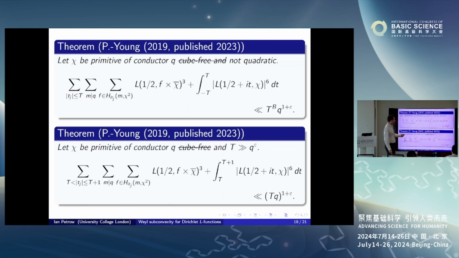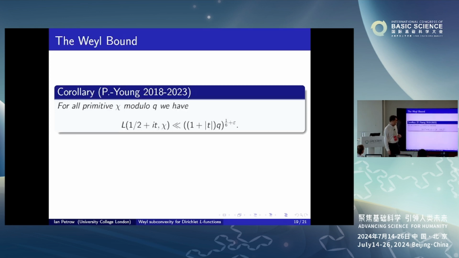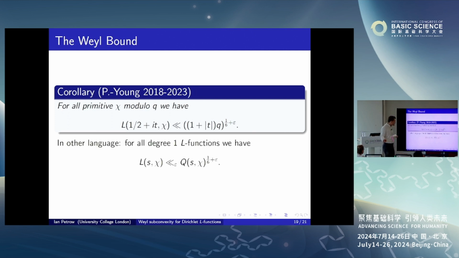Five minutes remaining, good. Okay, so this cube-free condition we can remove also in a follow-up paper. And so the upshot is that now for all primitive chi modulo q, you have this Weyl-strength subconvex bound jointly in T and Q aspects. So finally extending Weyl's exponent for the zeta function to all Dirichlet L-functions in Q aspect. So in other language, for every degree 1 L-function under the sun, you have this Weyl subconvex bound in terms of the analytic conductor.